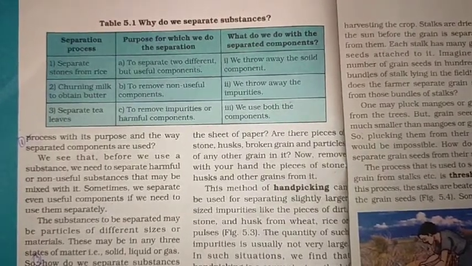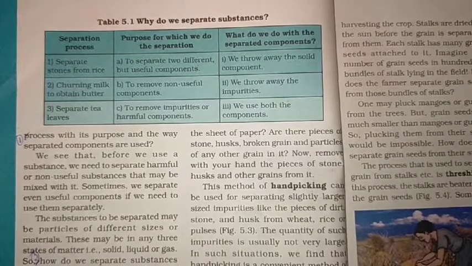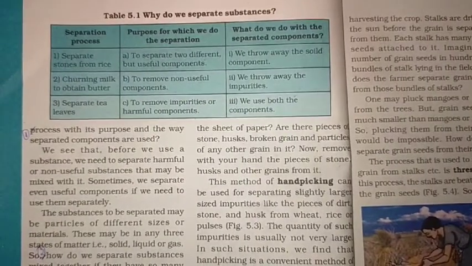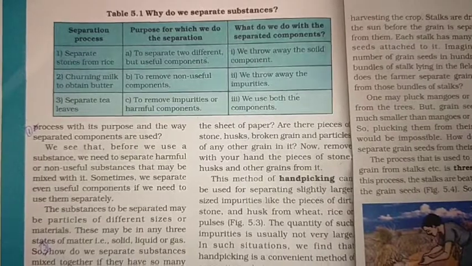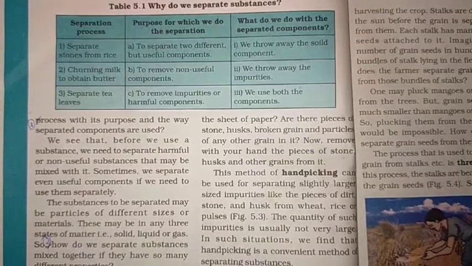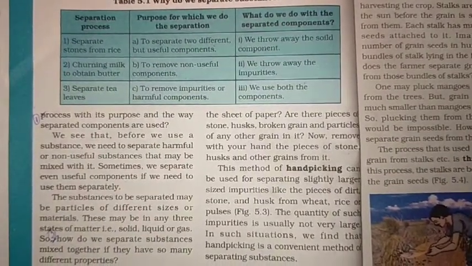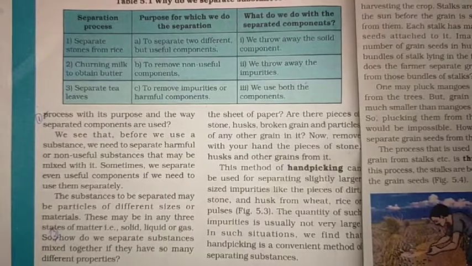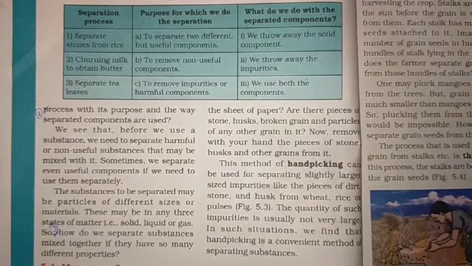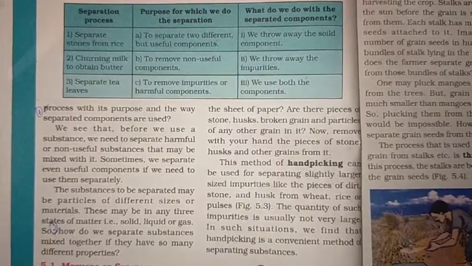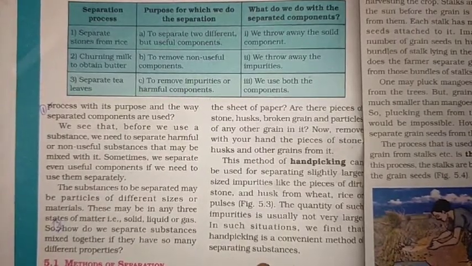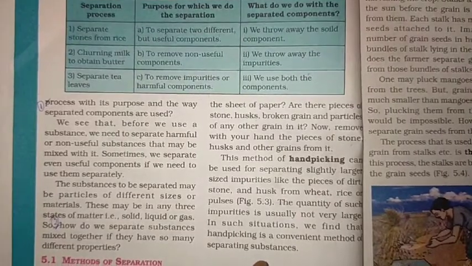Separation process, the purpose for which we do the separation, and what we do with the separated components. First one, separating stones from rice. How do we separate stones from rice? To remove non-useful components, we throw away the impurities. Churning milk to obtain butter: to separate two different but useful components, we use both. Separating tea leaves removes impurities or harmful components.